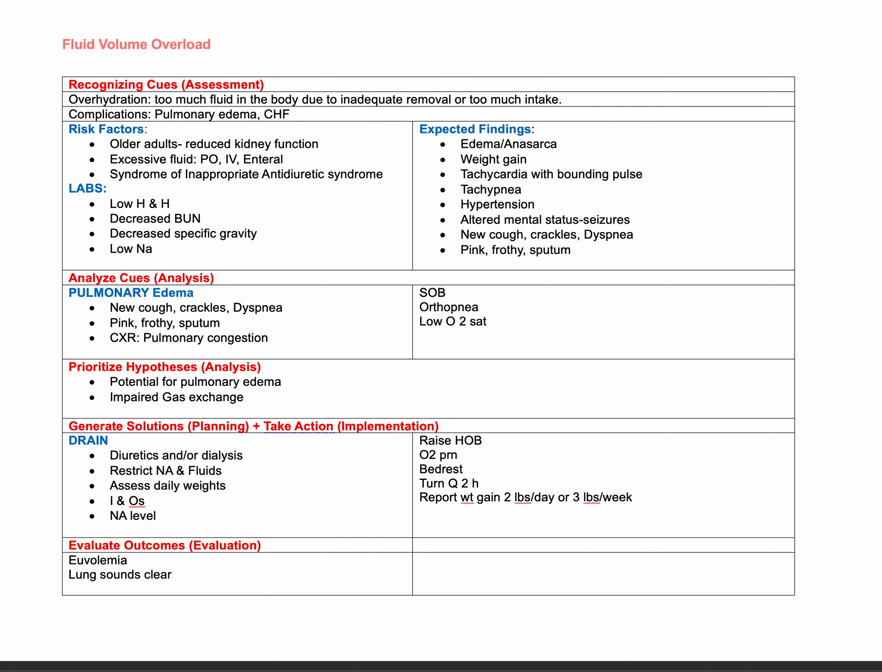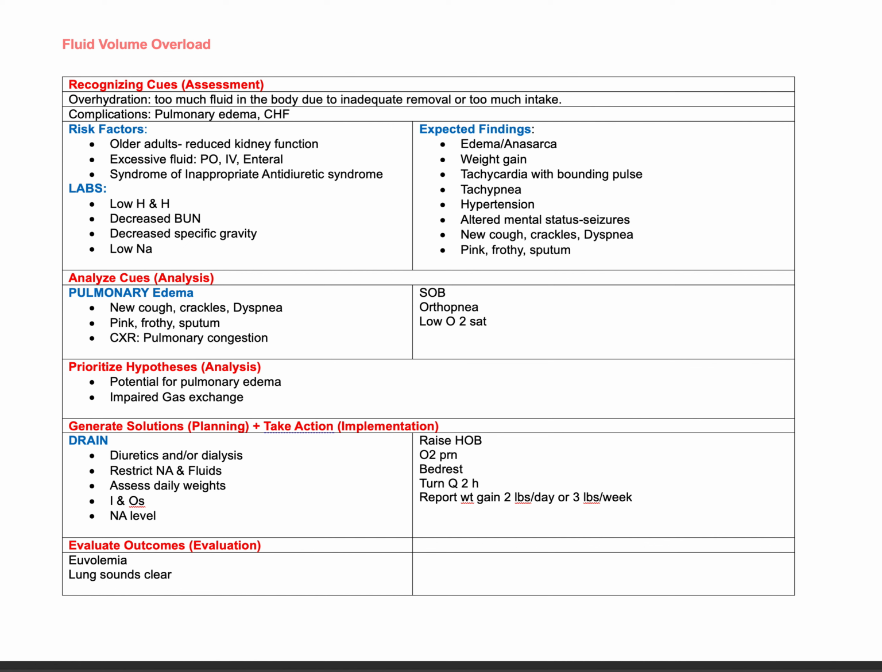They're going to gain weight. Weight gain, when we're worried about people having too much fluid, we always put them on daily weights. And if they're getting boluses, they may even have their weight taken more frequently. Now, somebody with fluid volume overload is going to have tachycardia with a bounding pulse. Now, people that are dehydrated, which is almost the opposite, right? A fluid volume overload, they're going to have tachycardia as well, except they're going to have a weak, thready pulse.